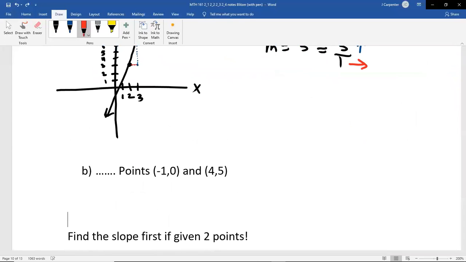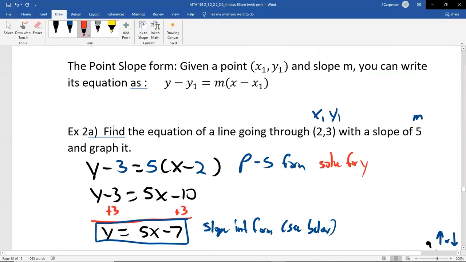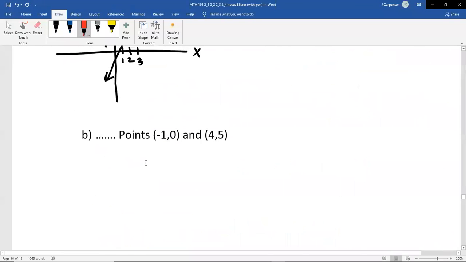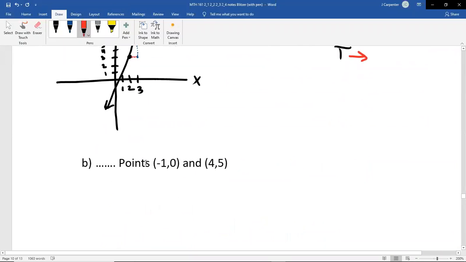All right. B, same exact instructions. We're going to find the equation of a line, and then we're going to graph it. Those are our instructions: find the equation and then graph it. But this time I'm going to give you something different. Instead of giving you a point and a slope, I'm going to give you 2 points. And at first you might go, well, Mr. Beckner, how do we put something in point slope form if you don't give me the slope?